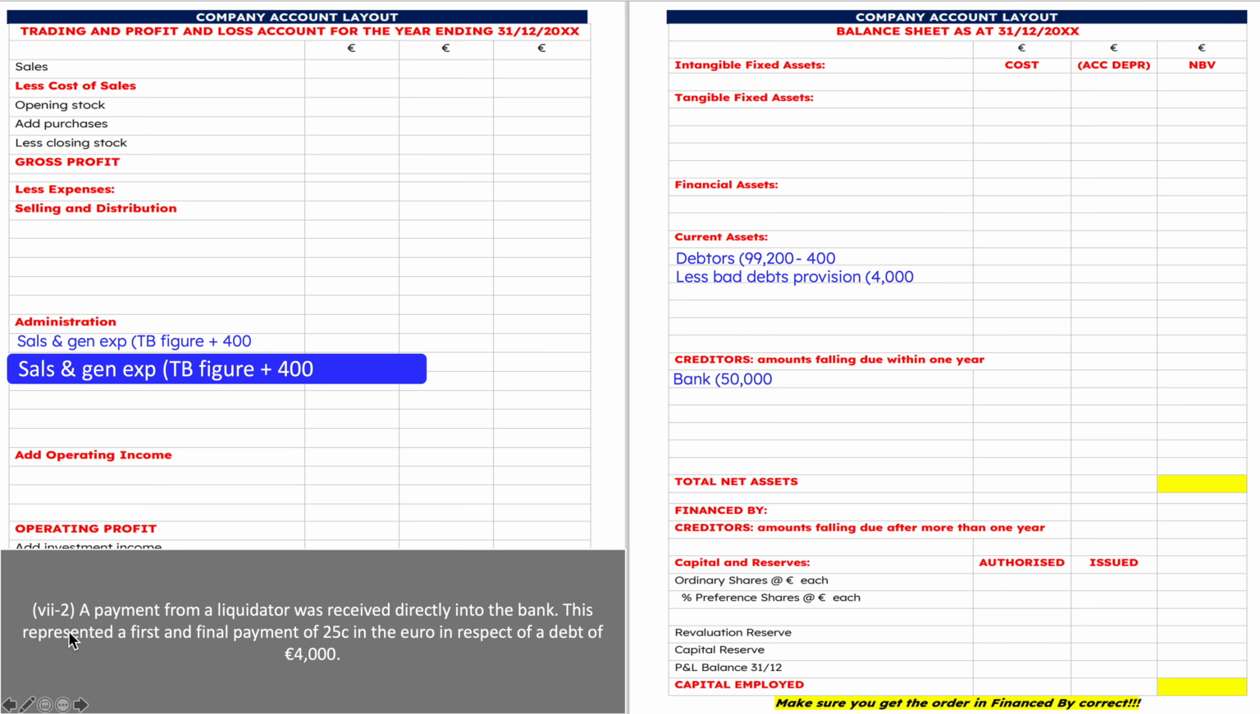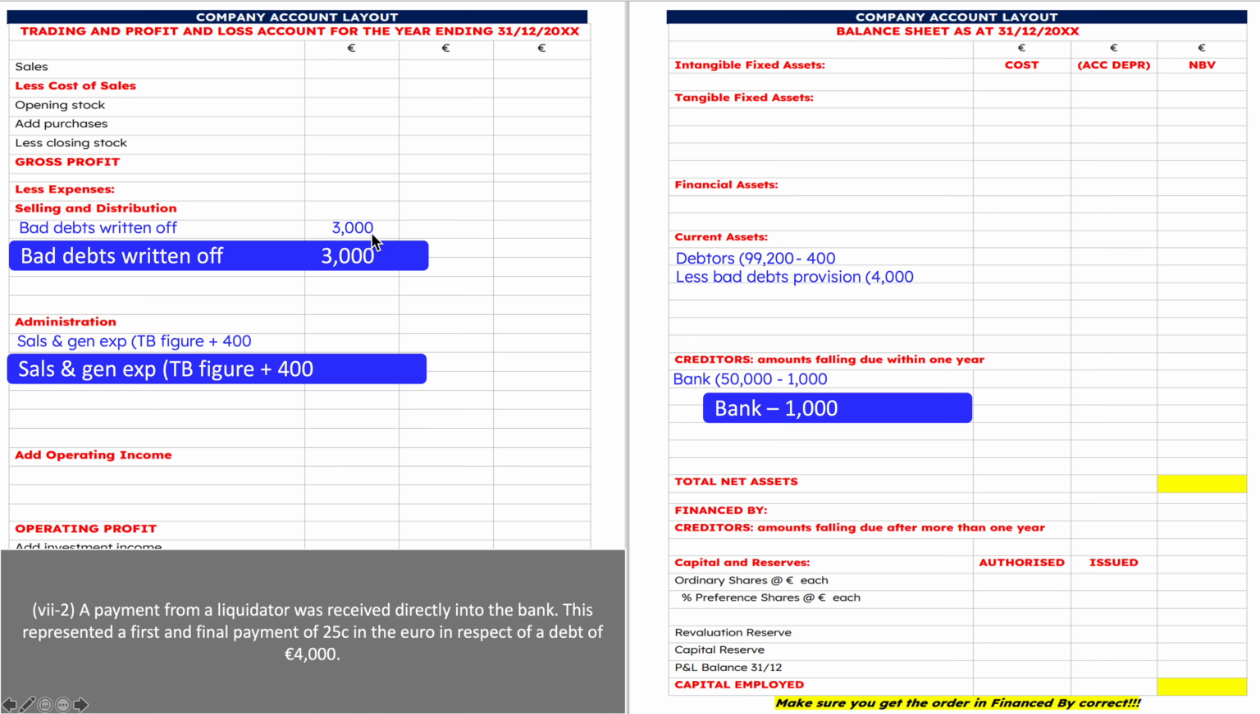Now, 7 part 2, a payment from a liquidator was received directly into the bank. This represented a first and final payment of 25 cents in the €1 in respect of a debt of €4,000. Okay, so payment from a liquidator, 25 cents in the €1, in respect of a debt of €4,000. So that means that €1,000 came into the bank. €1,000 would reduce the bank overdraft by €1,000 there.